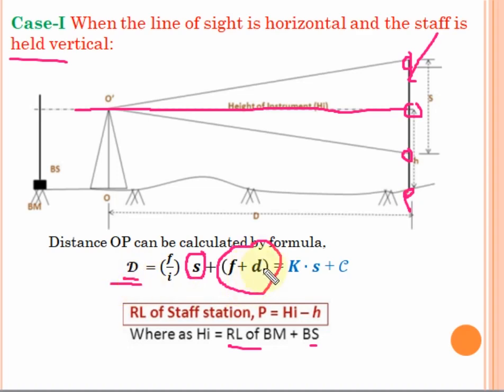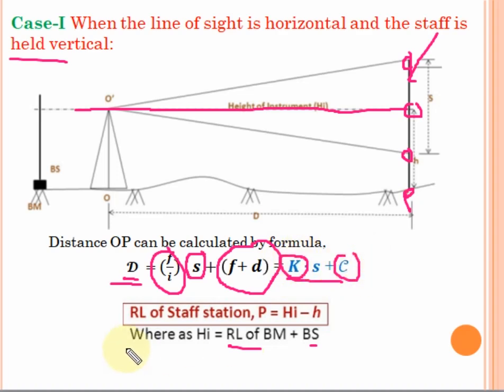F plus D is 0 because in the instrument an analytical lens is provided. So D is the distance between the instrument station and the staff, the leveling staff kept at that position. You can also write this equation as D is equal to Ks plus C, where K is the multiplying constant and C is the additive constant. In some books it is written as Ks plus C, so don't confuse. You take either D is equal to F upon I into S plus F plus D, or directly Ks plus C, but remember that K is the multiplying constant and C is the additive constant.